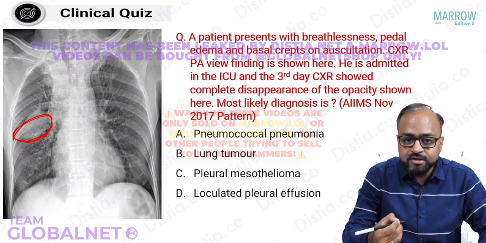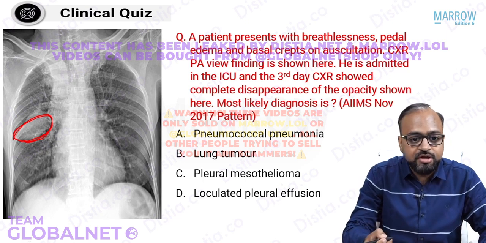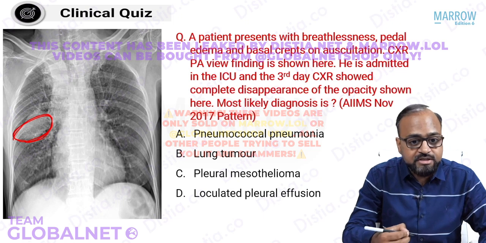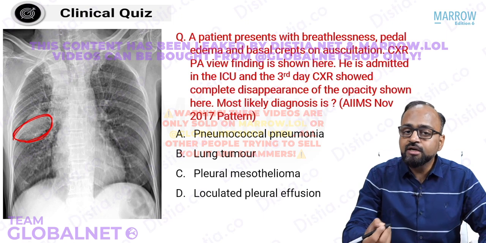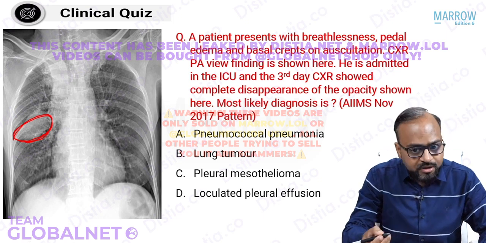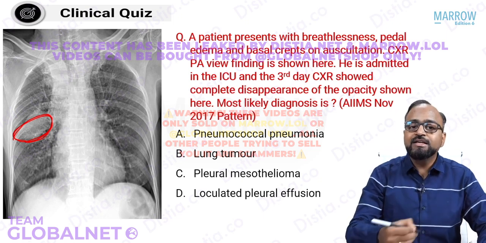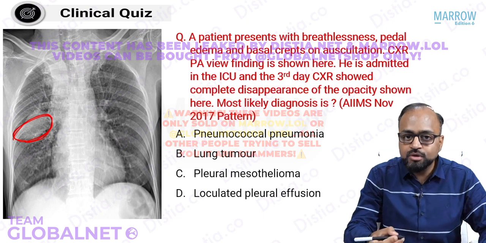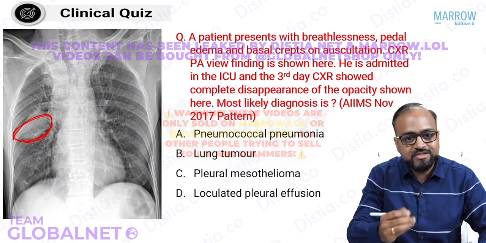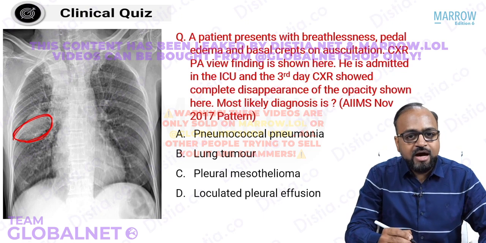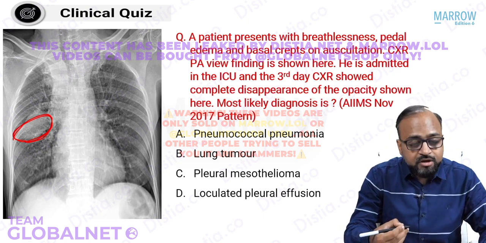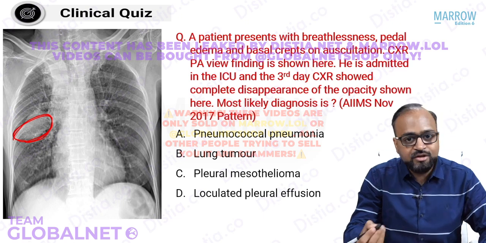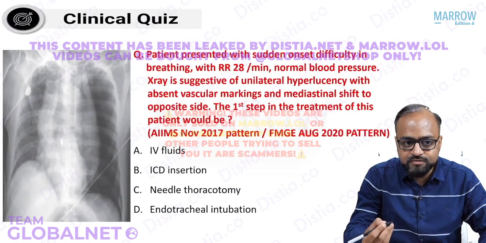But surprisingly, as he's being treated in the ICU, on the third day the chest X-ray showed a complete disappearance of this opacity. Well, can it be a lung tumor? Can a tumor actually disappear like this? This is not only an imaging spotter, but also a history clincher. We'll discuss this as we go ahead. I'll say only this at this point: it is a tumor and still it isn't a tumor. What is this? We'll see as we go ahead.